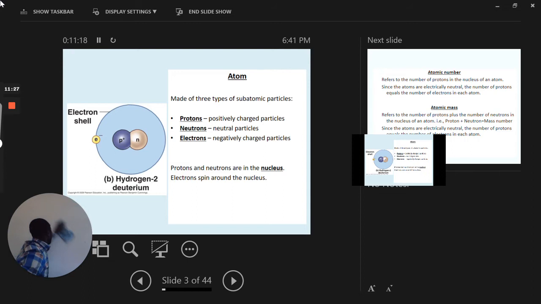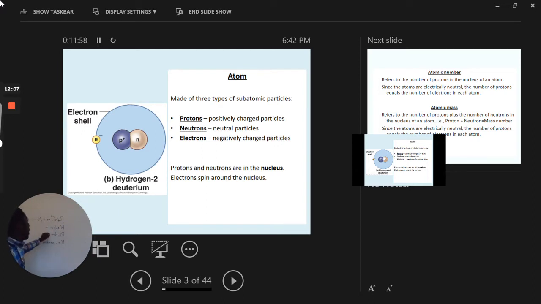A few things I've mentioned: number one is proton number, number two is neutron, number three is electron, number four is mass number. Proton number is the same thing as atomic number. So anytime you hear proton number, it is the same thing as atomic number. And obviously it is positive. We already said proton is positive. Neutron is neutral.